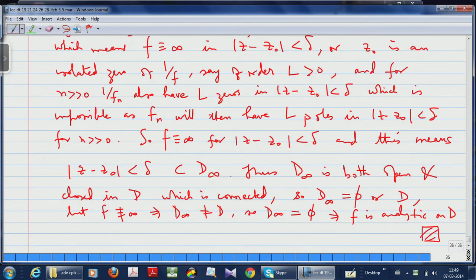Okay. So this is a very, very nice theorem. If a sequence of holomorphic functions on a domain converges in the spherical metric normally, then the limit function is either holomorphic, that is analytic, or you go to the other extreme. The limit function is identically infinity. You don't get something in between.